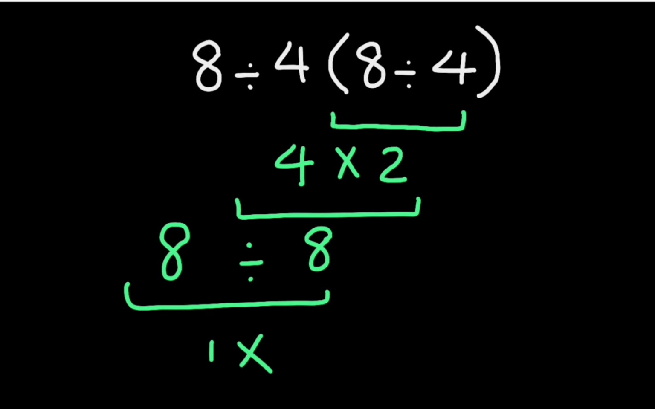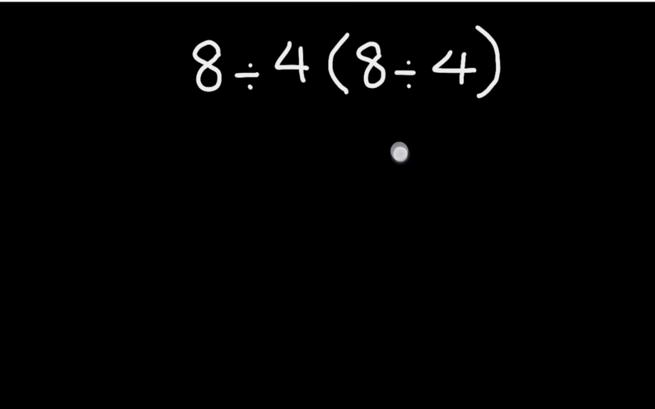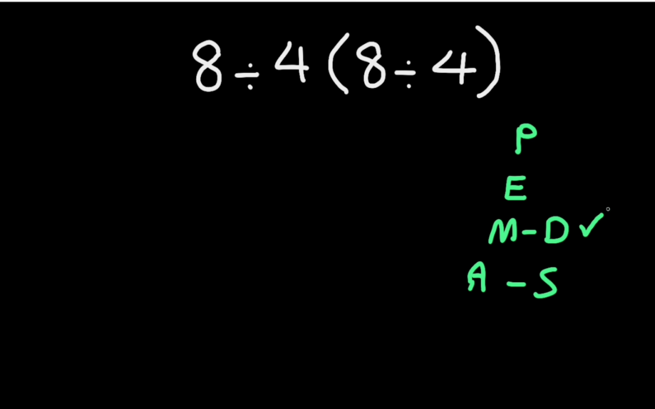But this answer is not correct because according to the order of operations we have to solve this math expression in this way: first parentheses, then exponent, then multiplication or division, and then addition or subtraction. Remember that multiplication and division have equal priority, and addition and subtraction have equal priority too.